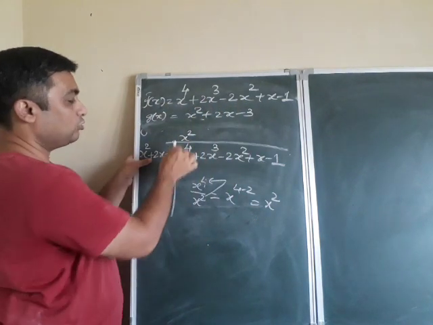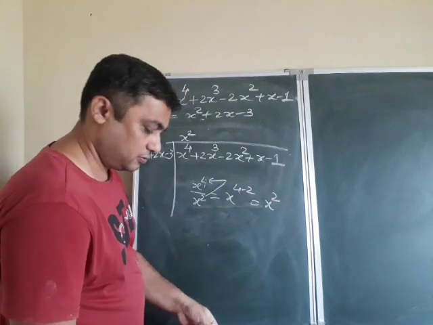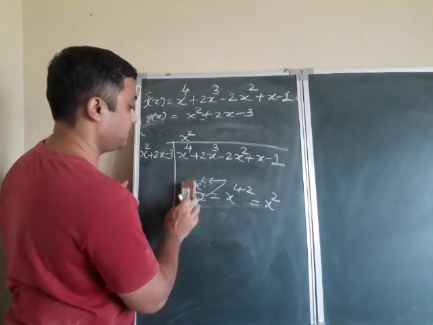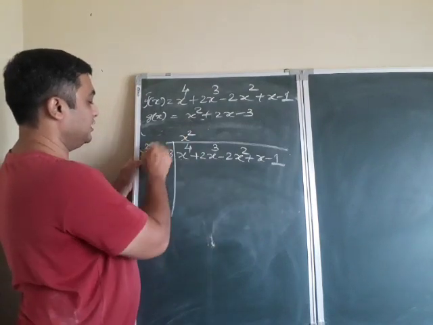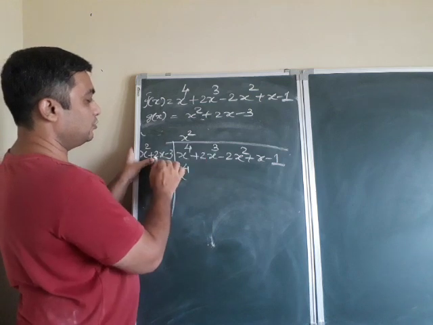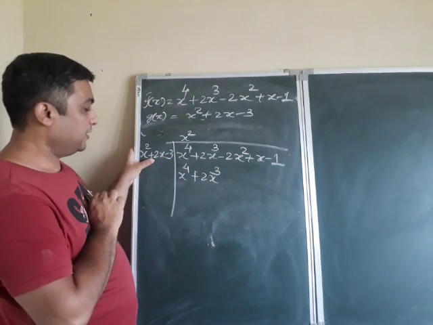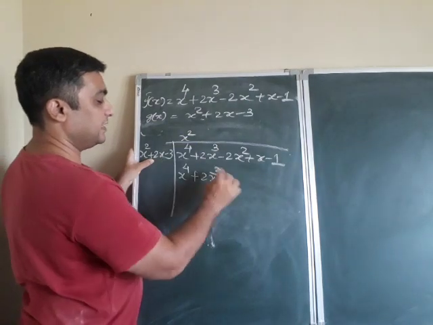Chaliye, ready? Now this x square is multiplied here. So x square into x square, so this is x raised to 4. 2x into x square, so this is 2x cube. Okay? And minus 3x square.